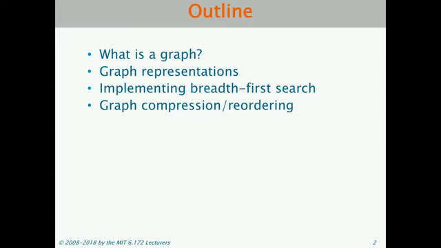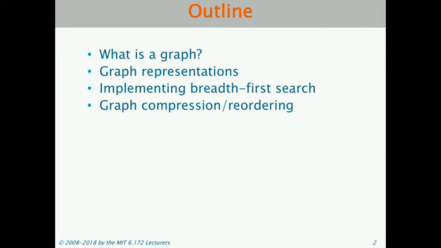So here's an outline of what I'm going to be talking about today. So we're first going to remind ourselves what a graph is. And then we're going to talk about various ways to represent a graph in memory. And then we'll talk about how to implement an efficient breadth-first search algorithm, both serially and also in parallel. And then I'll talk about how to use graph compression and graph reordering to improve the locality of graph algorithms.